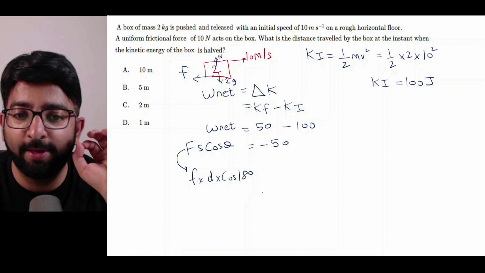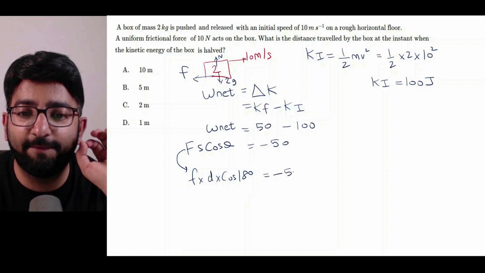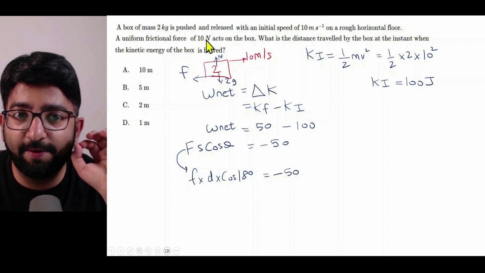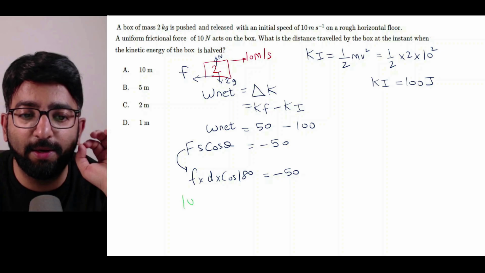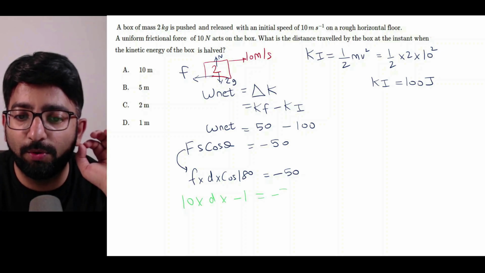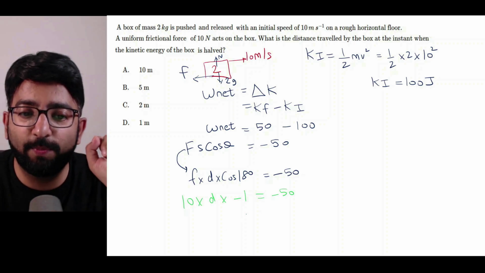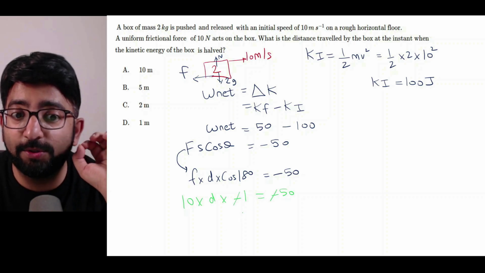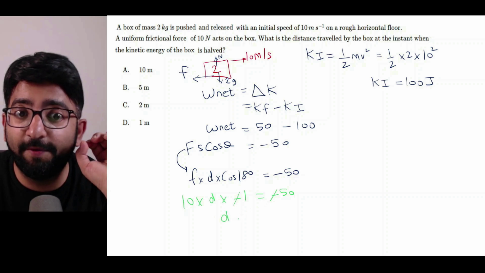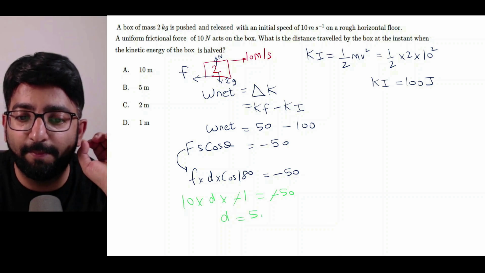So the angle is 180. This will be equal to negative 50. The value of friction is given as 10. So let us write 10 multiplied by d multiplied by minus 1 is equal to negative 50. Cos 180 is minus 1. Minus minus signs will get cancelled out. Eventually, we will get d as 5 meters.